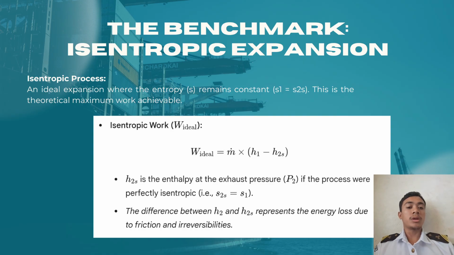or W_ideal is calculated using the ideal change in enthalpy, H1 minus H2. The key term is H2S, which is the theoretical exhaust enthalpy under perfectly lossless conditions at the measured exit pressure. The difference between the actual work output and this W_ideal represents the energy loss due to irreversibilities like friction and turbulence inside the machine.